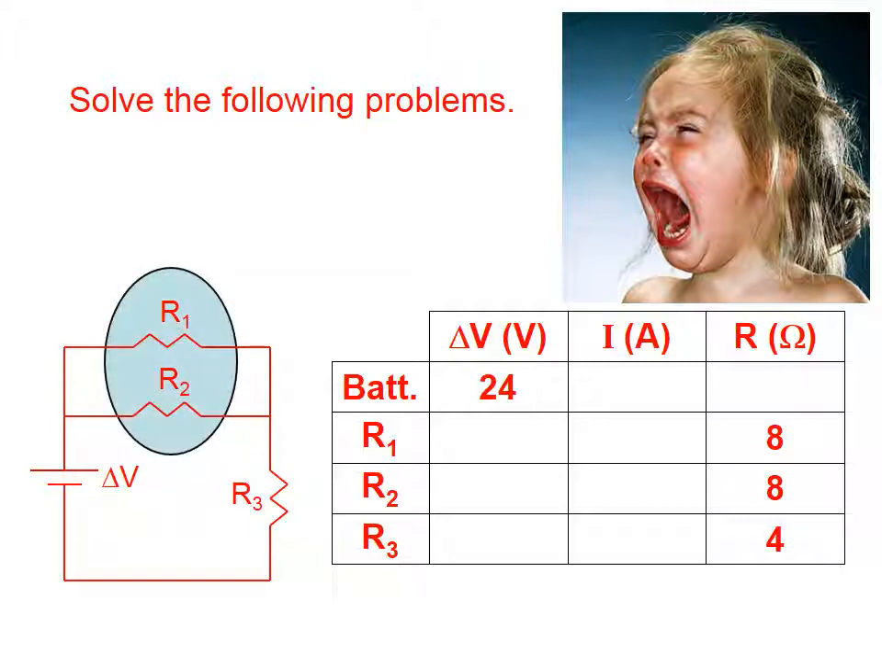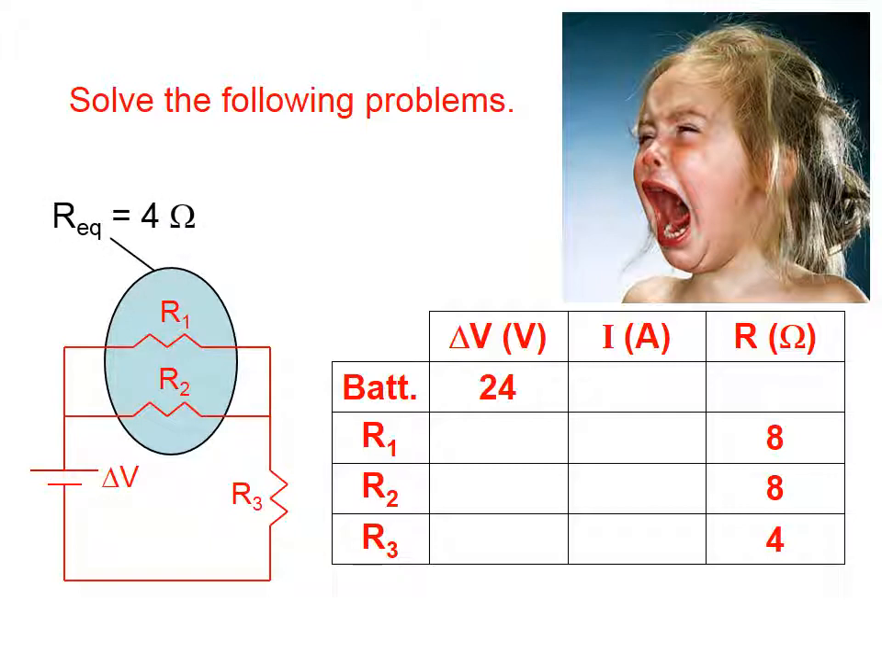So first, let's pretend that we were to take out that part of the circuit that I've colored in blue here and replace it with just a single resistor. In other words, let's tear out these two and put one in its place such that the battery would be none the wiser. And we can see that those two resistors are in parallel. So to find the equivalent resistance of this portion of the circuit, we would want to go 1 over 8 plus 1 over 8, add those up and take the reciprocal.